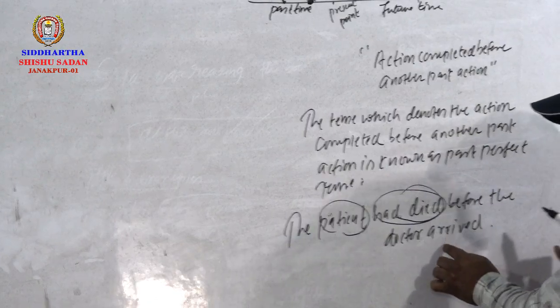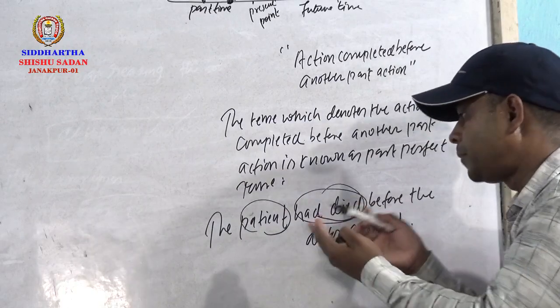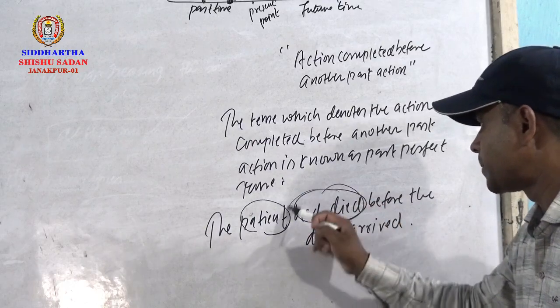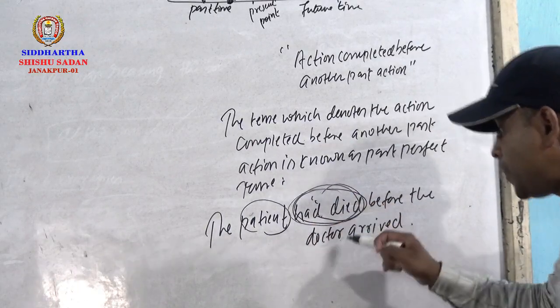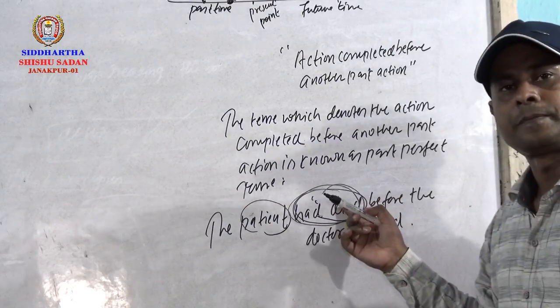Yo kaam bhanda yo kaam pahile nai bhayisakeko thiyo. Doctor aunu bhanda pahile nai patient bhayisakeko thiyo. This is past perfect tense here. This action occurred, happened before the arrival of the doctor. So this is past perfect tense.